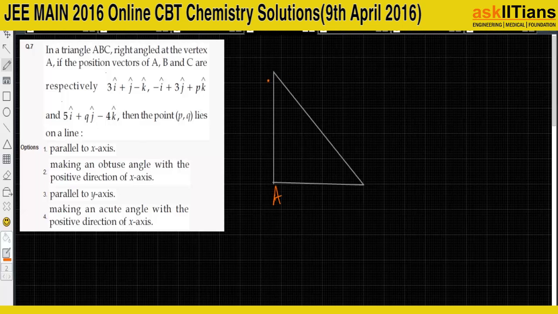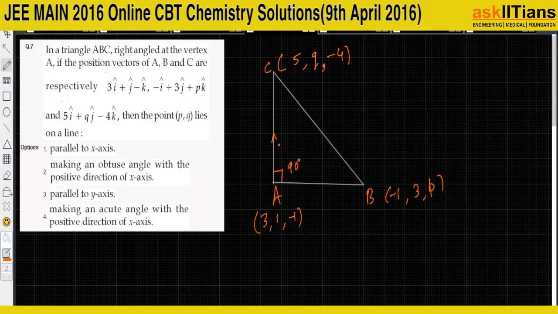Now, these points are B and C. So let me say this is B, this is C. What is point A? A is (3, 1, -1), B is (-1, 3, P), and C is actually (5, Q, -4). Okay, now we know that this is a right angle, so this is 90 degrees.